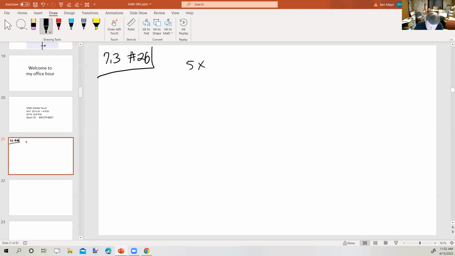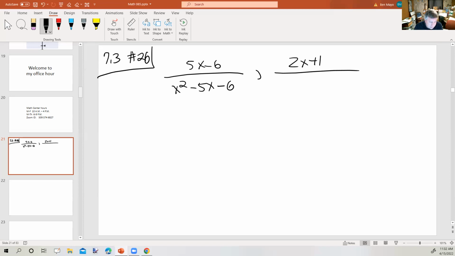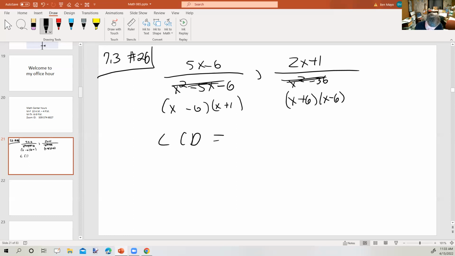Find the least common denominator of the pair of rational expressions. So we've got 5x minus 6 over x squared minus 5x minus 6, and then 2x plus 1 over x squared minus 36. So factoring the first denominator, we get that. Factoring the second denominator, we get that. So what do we need for our LCD? We need an x minus 6, an x plus 6, and an x plus 1.